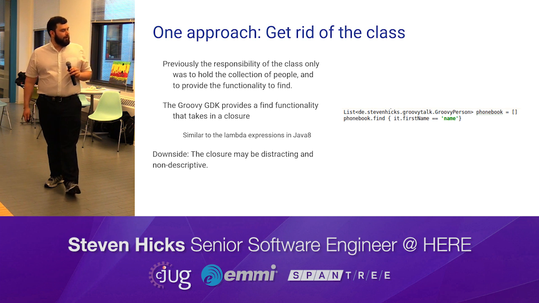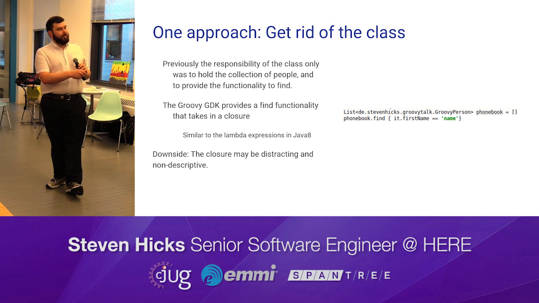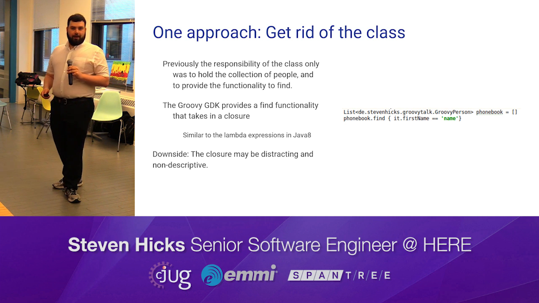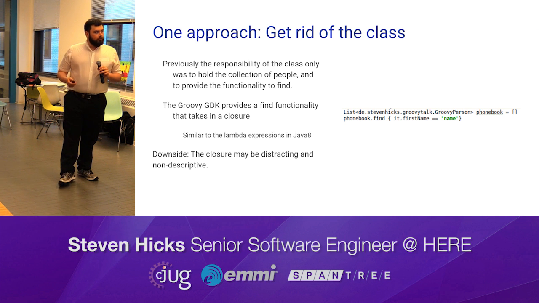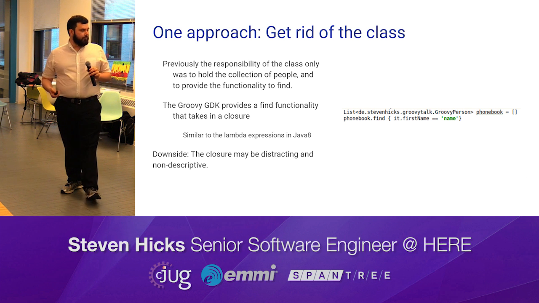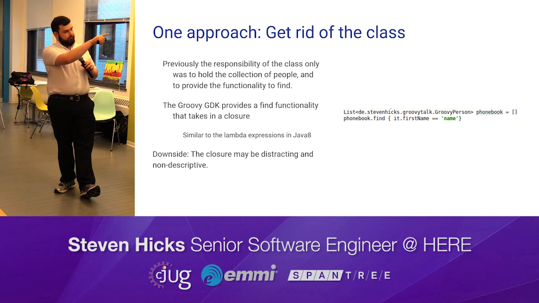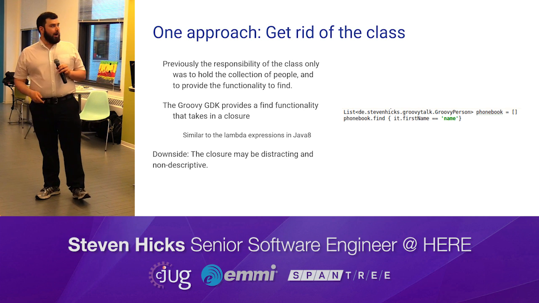The nice thing about this is that it's a lot better than the previous example, from 40 lines down to 2. The downside is that the closure can be a little bit distracting and non-descriptive. You have to process that there's a find operation, that it's on a collection, and what the particular closure does. In this case, it uses the current instance, which is it. That is a provided name within Groovy, and it does the Boolean operation.